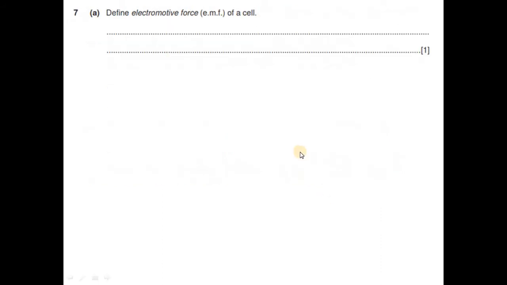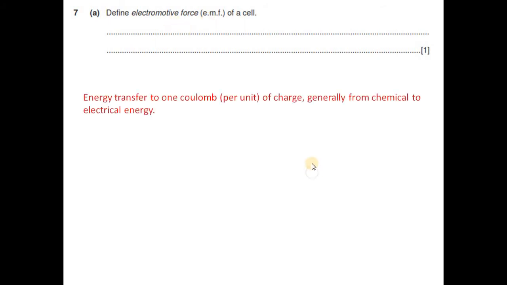Question number 7. Define electromotive force (EMF) of a cell. So EMF of a cell is the energy transfer to unit charge, or energy transfer per coulomb of charge, from some other form generally to electrical form. So this generally happens inside the battery. The chemical energy inside converts into electrical energy. So energy transfer to unit charge.